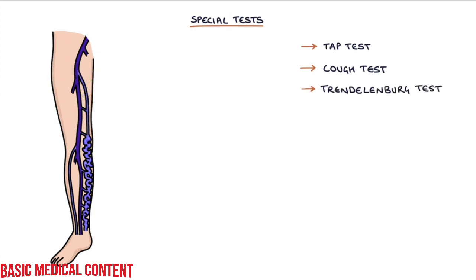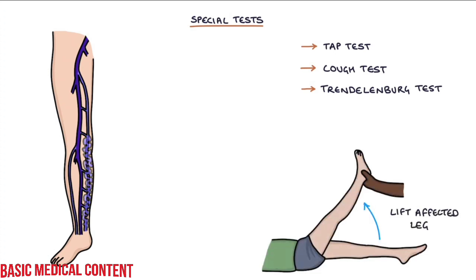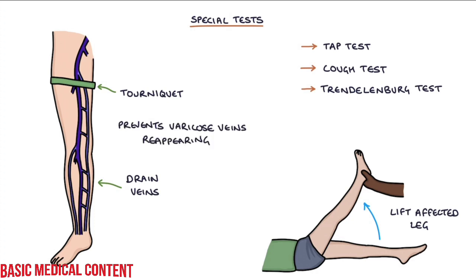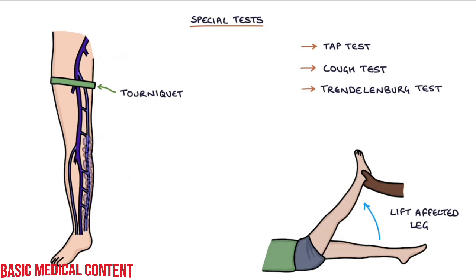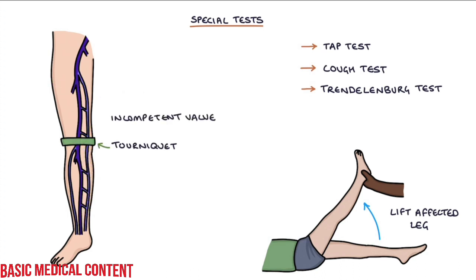Next, the Trendelenburg test. The Trendelenburg test starts with the patient lying down and lifting the affected leg to drain the vein completely. Then, apply a tourniquet to the thigh and stand the patient up. The tourniquet should prevent the varicose veins from reappearing if it's placed distally to the incompetent valve. If the varicose vein appears, the incompetent valve is below the level of the tourniquet. You can repeat the test with a tourniquet at different levels to assess the location of the incompetent valve.